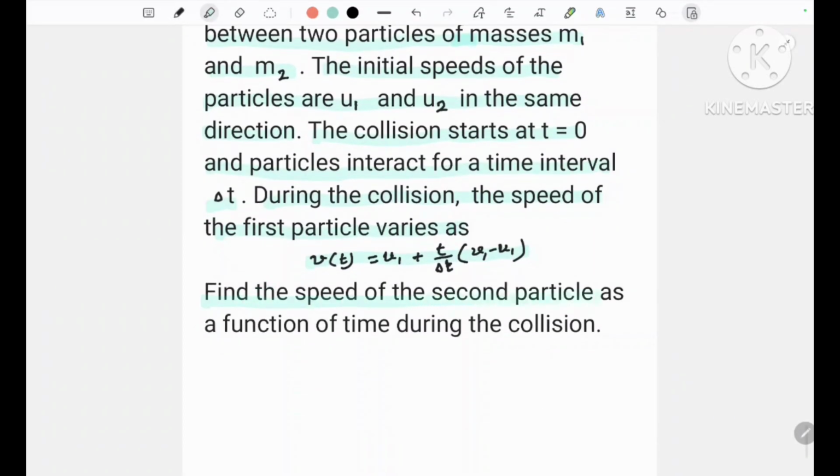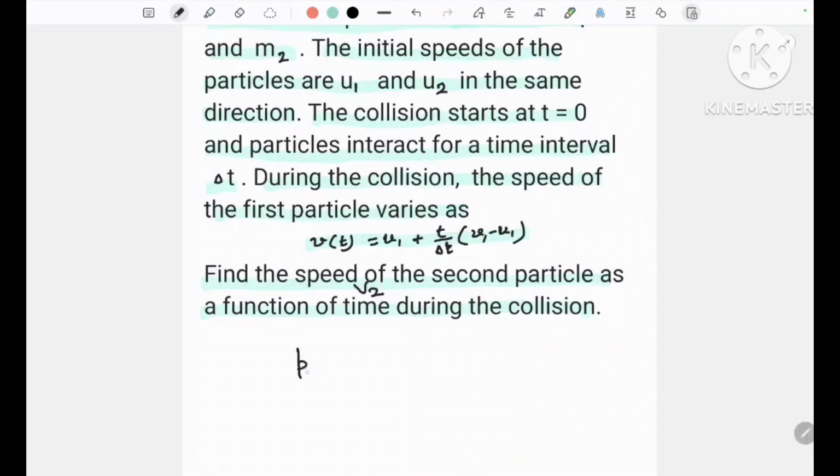Find the speed of the second particle as a function of time during the collision. Suppose the speed of the second particle is v2.